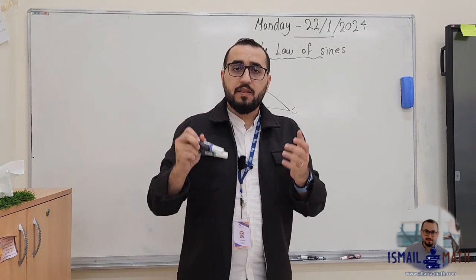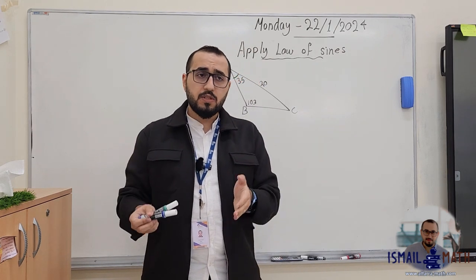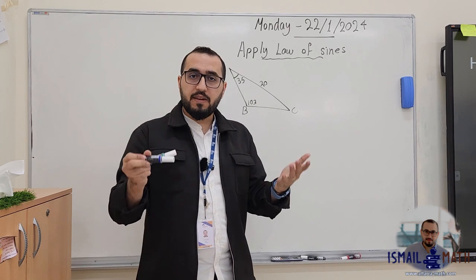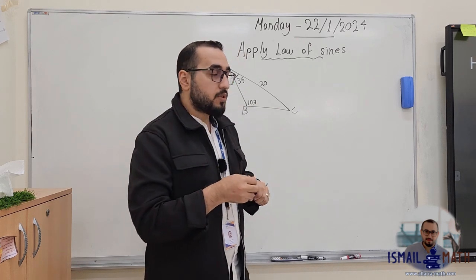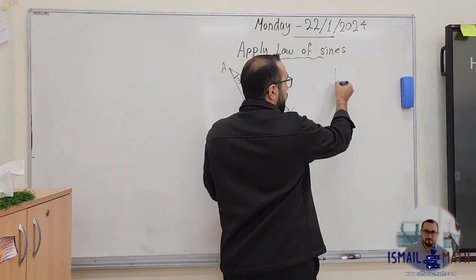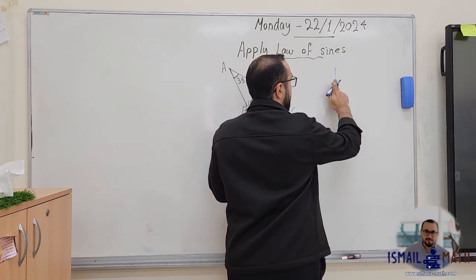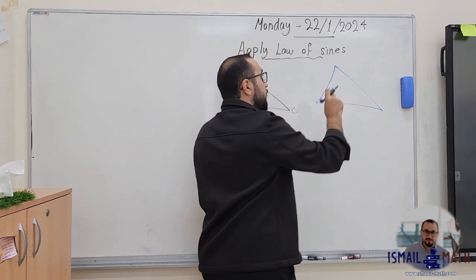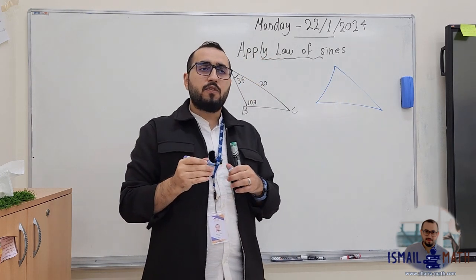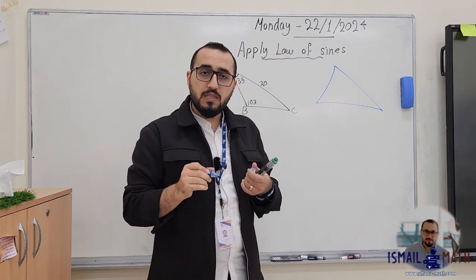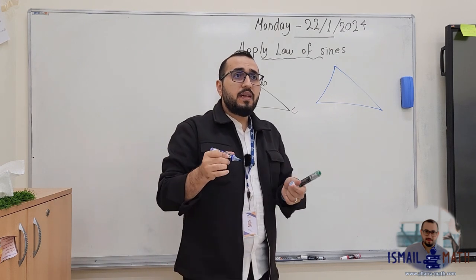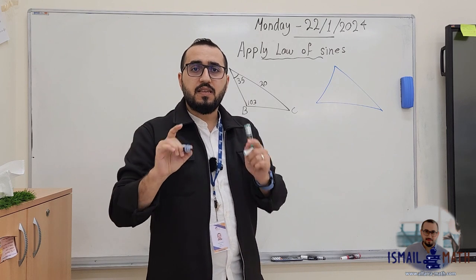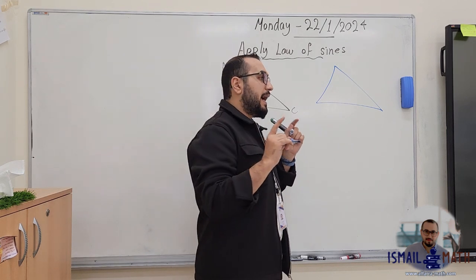We know that the trigonometric ratios can be used for right-angle triangles. But what if the triangle is not a right triangle? Let's say we have this triangle. We can apply the law of sines for oblique triangles. What is the meaning of oblique triangles? Oblique triangles are any type of triangle that doesn't have a 90-degree angle.